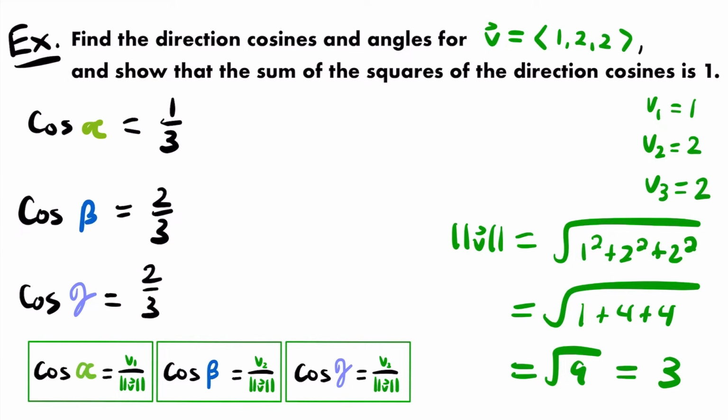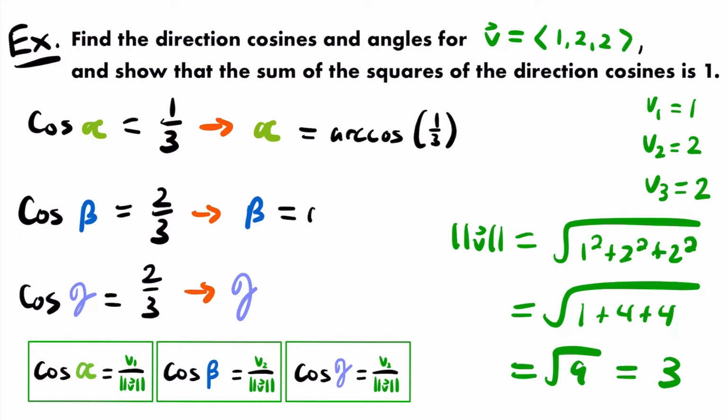We have found the direction cosines for this vector, but we also want to find our direction angles, which are alpha, beta, and gamma. All we have to do to solve for those angles is use the inverse cosine function, or the arc cosine function, however you like to refer to it. If we do that for these three equations, we're solving for alpha, beta, and gamma, our three direction angles. Alpha is equal to the inverse cosine, or arc cosine, of 1/3. Beta is equal to arc cosine of 2/3.